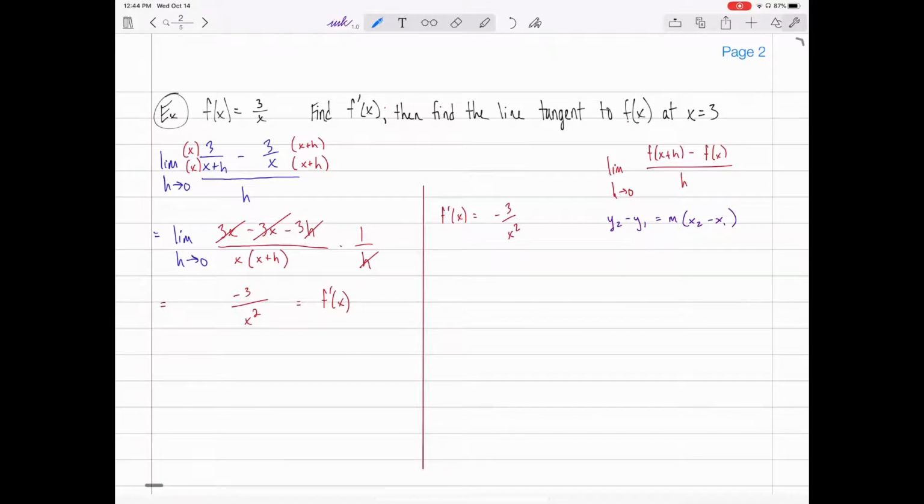That's going to be the go-to form of a line when it asks you for a tangent line. Okay, so what do we need for this? We need a slope. Well, this is my slope function. So f prime of x represents the slope function. Now, to get the actual slope, we plug a 3 into it. So f prime of 3 equals negative 3 divided by 3 squared, which is negative 3/9 or negative 1/3. So I plugged in a 3 here.